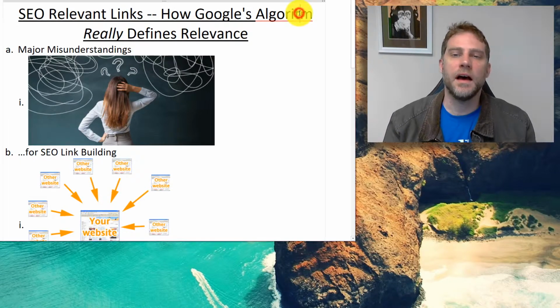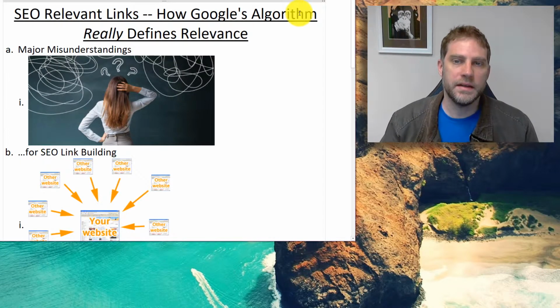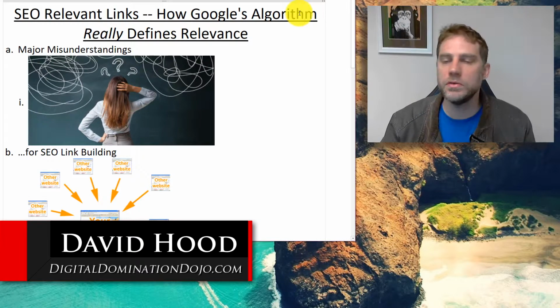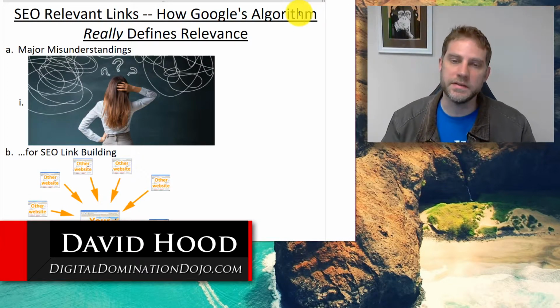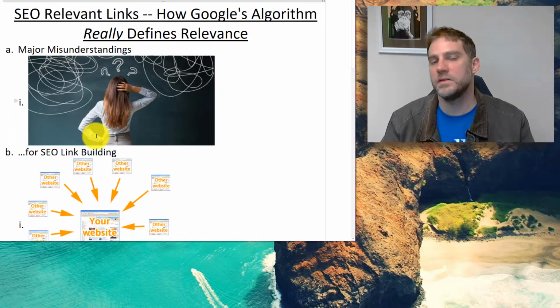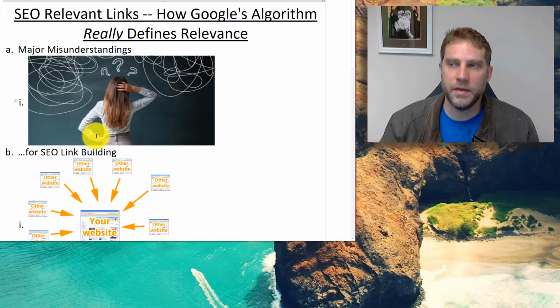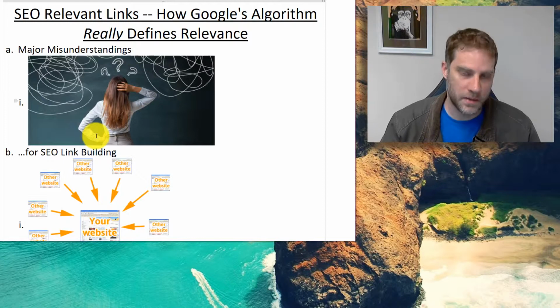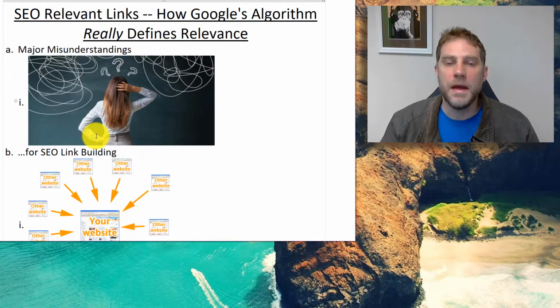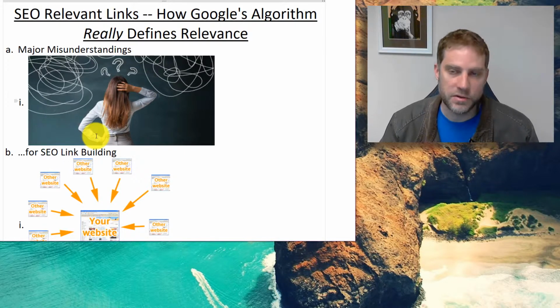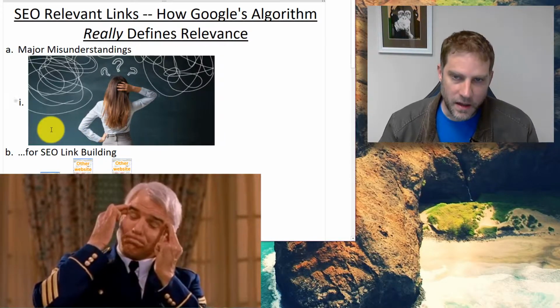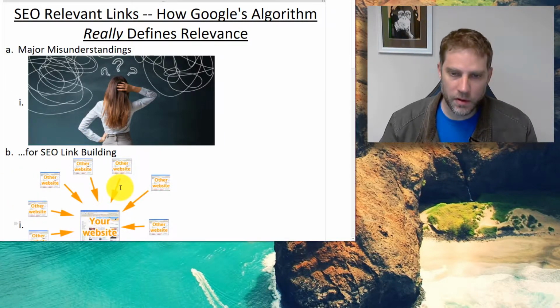Hi, this video is about SEO relevant links and how Google's algorithm really defines relevance. I think there is a lot of major misunderstandings around this. And the problem with major misunderstandings is that people think they get what's going on or get what really matters, and they miss opportunities and they don't understand why their SEO is not working. And this is specifically for link building.